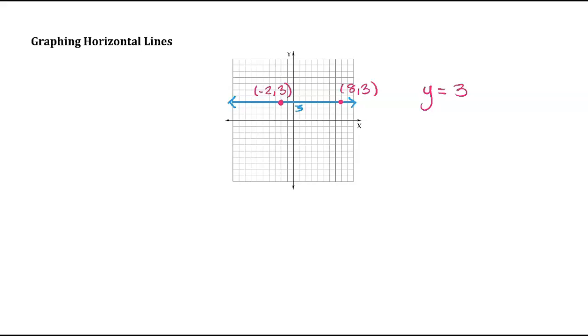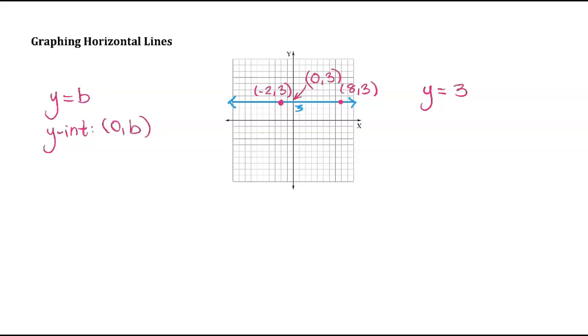In general, if we have a horizontal line, its equation looks like this: y equals b for some real number b. It then necessarily has a y-intercept at (0, b), just like this one has a y-intercept of (0, 3).